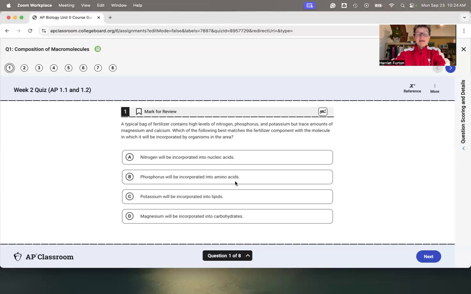Phosphorus will be incorporated in amino acids. Amino acids do not contain phosphorus. Only nucleotides, and so nucleic acids, contain phosphorus. So this is wrong. Potassium incorporated into lipids: lipids contain only carbon, oxygen, and hydrogen. Phospholipids have some phosphorus, but not potassium. It's not necessary. Magnesium will be incorporated in carbohydrates. That is not true. Carbohydrates contain only carbon, oxygen, and hydrogen. That's why A is the only correct answer here.